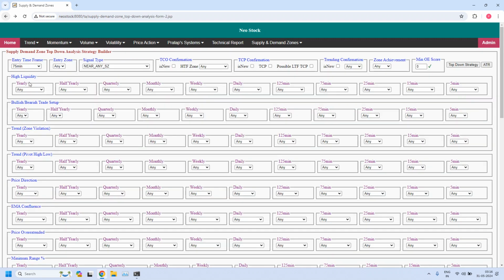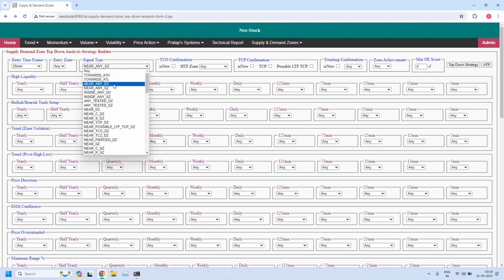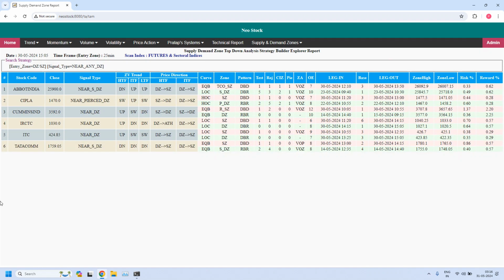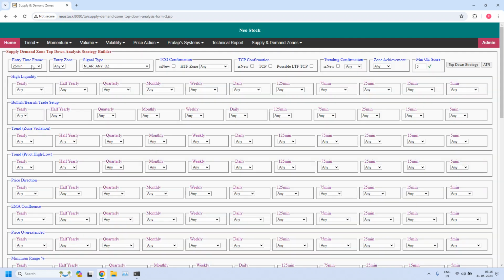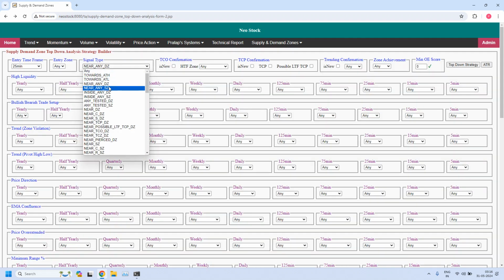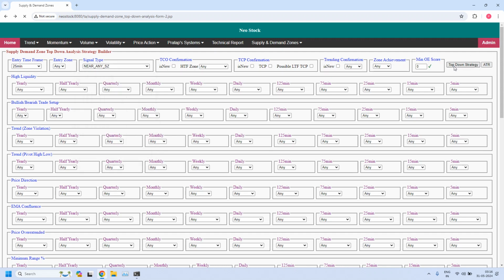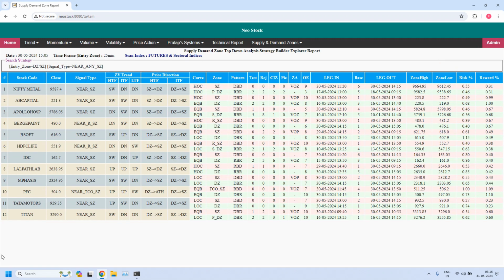Okay, let me go back. Changing the time frame to 25 minutes. Let us find the stocks near the 25 minutes demand zone. 6 stocks are filtered. Let me go back. For the 25 minutes time frame, let us find the stocks near the 25 minutes supply zone. 12 stocks are filtered.